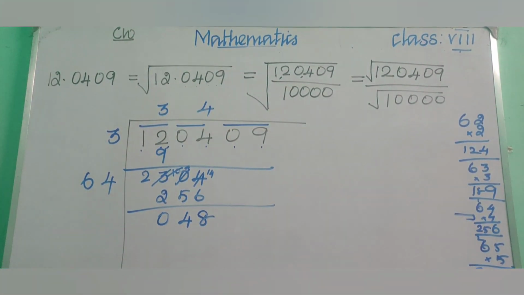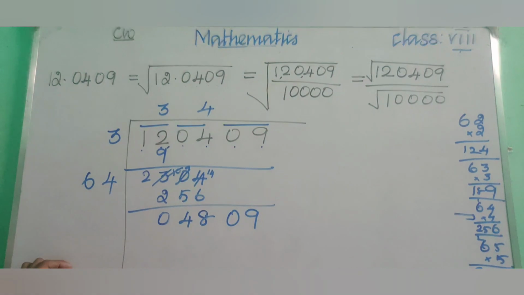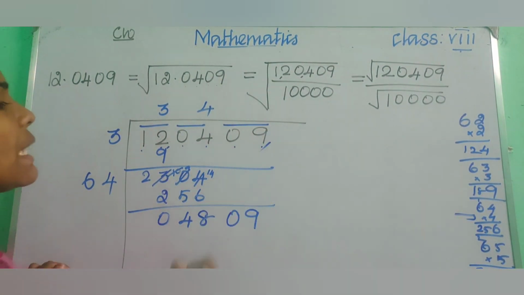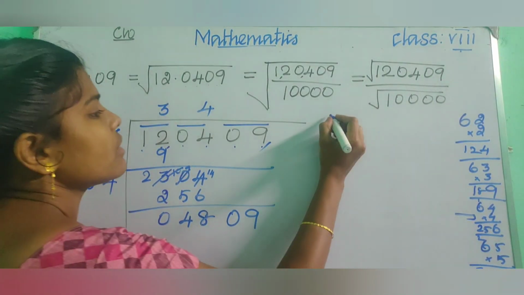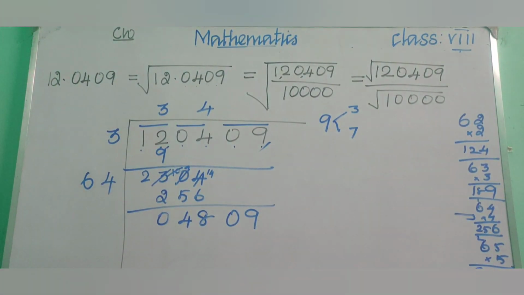Okay, children, now we can bring down the next two digits, which are 0, 9. So in the units place, if we are having 9, what will we get? 3 or 7, right? We will get 3 or else we will get 7.